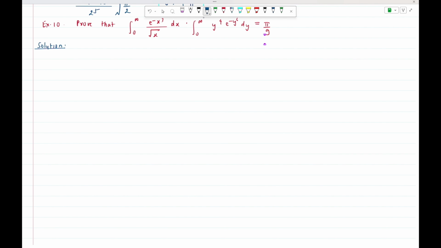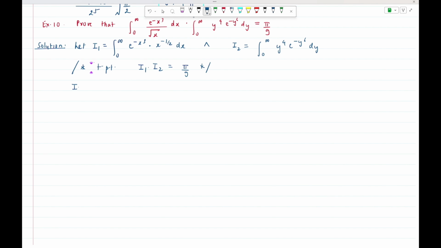So since it's a prove that problem, we do have an advantage because we already know what the expression value is going to be. So let's try to get it done slowly. So let us say that the first integral is I1. So integral from 0 to infinity e raised to negative x cube. Again, we have got a radical. So that radical I'll try and write it as index dx. And for I2, we will be having integral from 0 to infinity y raised to 4 e raised to negative y raised to 6 dy. We are supposed to prove that the product of the integrals I1 and I2 is equal to pi over 9.